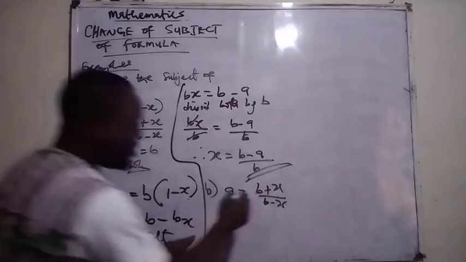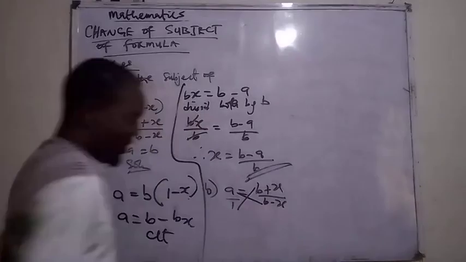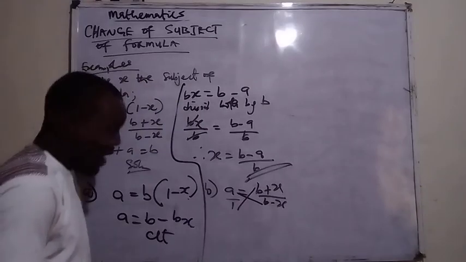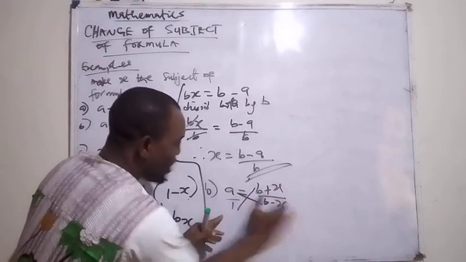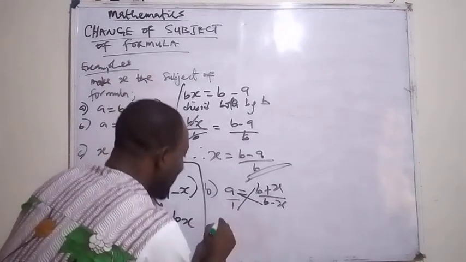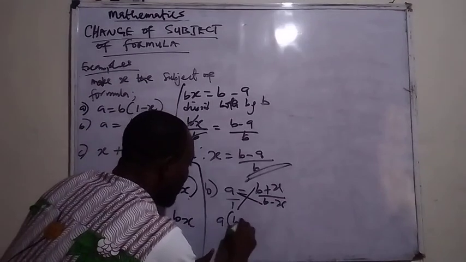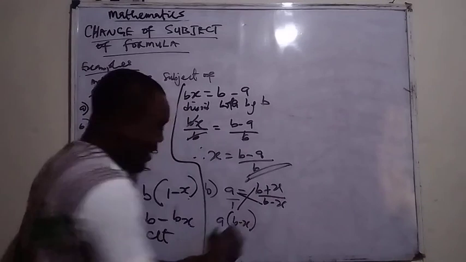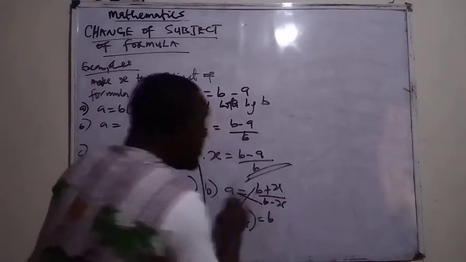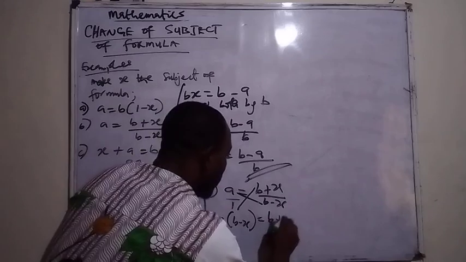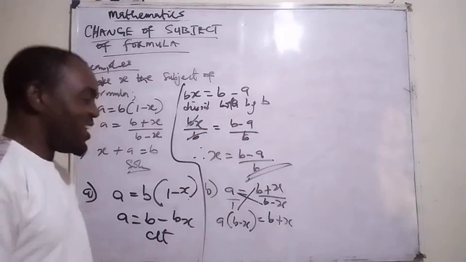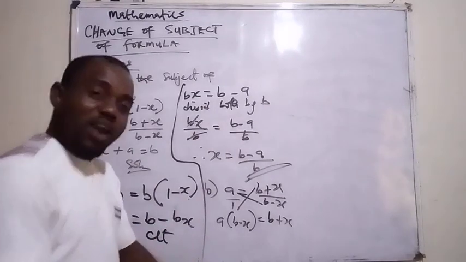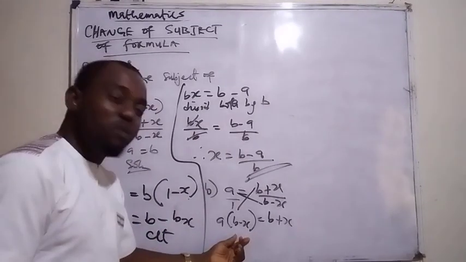You get it now? So, the next thing, we cross multiply. Is it clear now? We cross multiply. That's to say, 1 will multiply everything here. B minus X will multiply A. So, we now have A multiplying B minus X, equal to what? B. Anything times 1 is the same thing. So, B plus X will still remain like that. Is that understood? Okay, now, because we want to pull out X, as usual, we must remove this bracket.